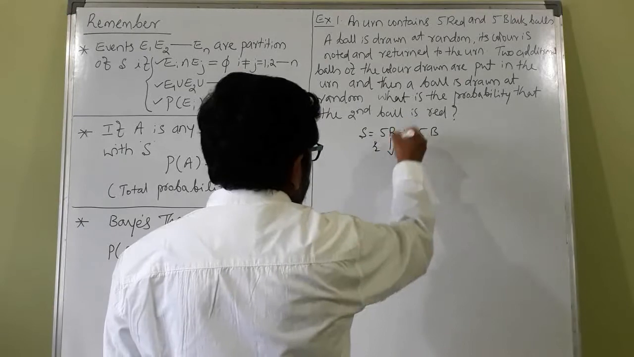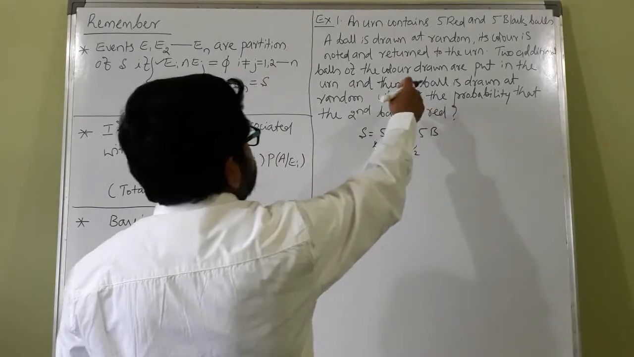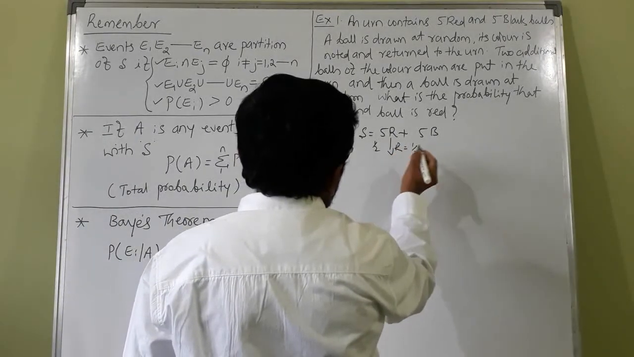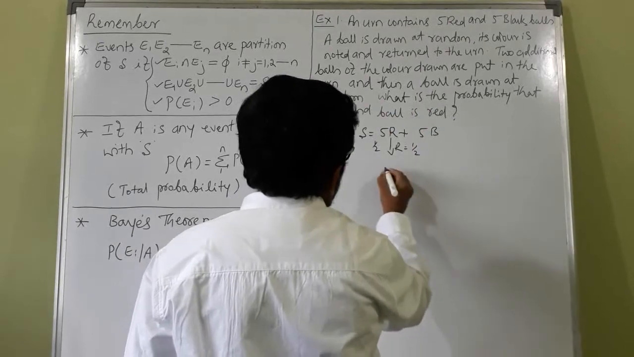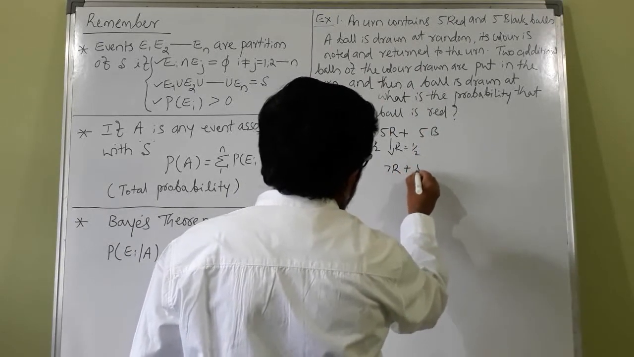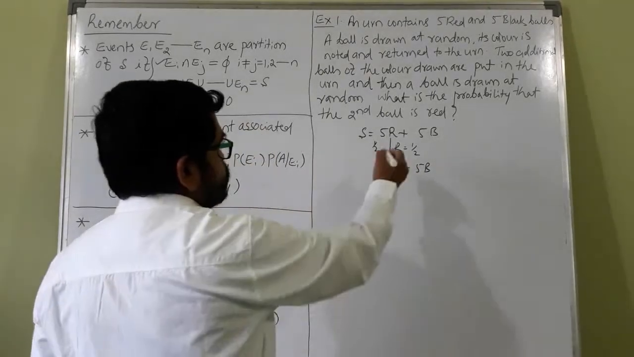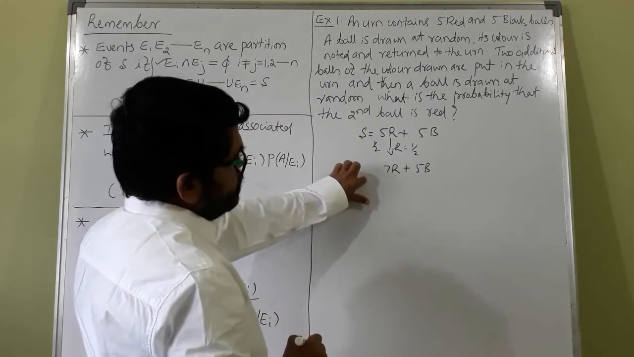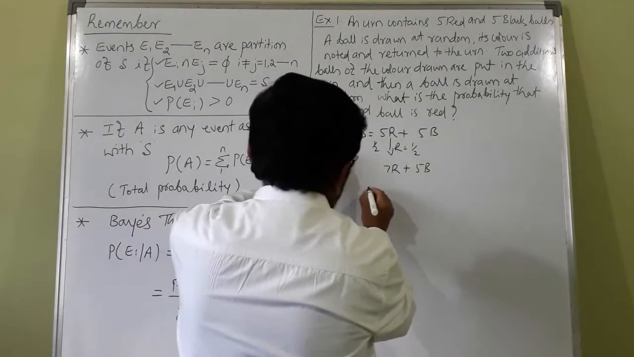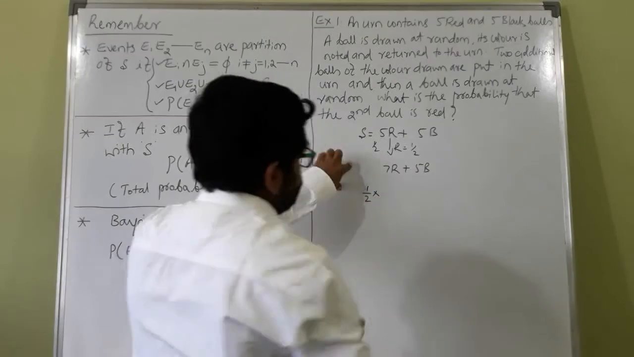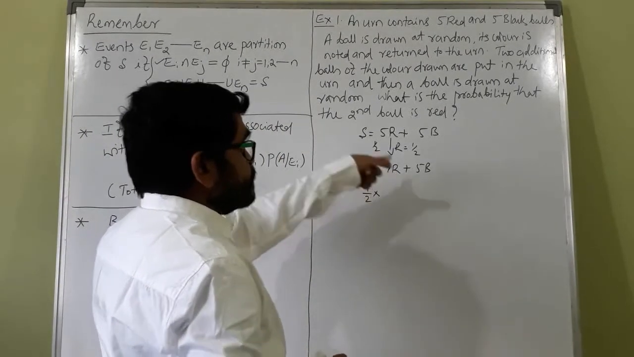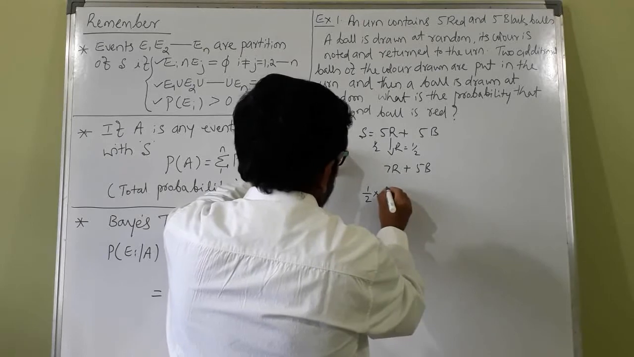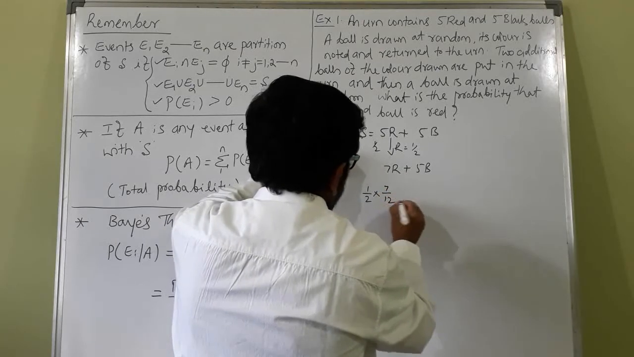Okay. And if the drawn ball is red, then what will you do? You will add two balls of the same color, and the black remains the same. So if the first ball drawn is red, then the probability of drawing first red into the probability of drawing the second red, how much is this? 7 by 12.